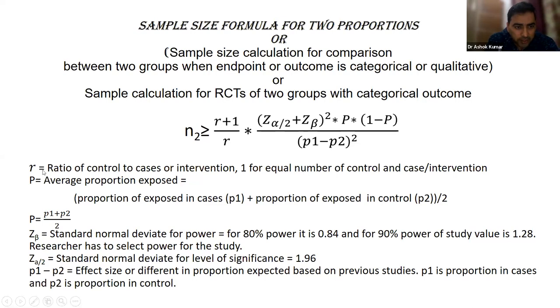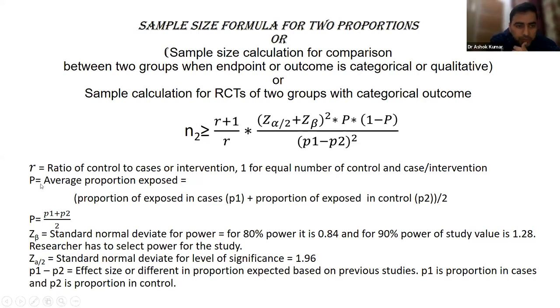So you can see here R. R is a ratio of control to cases. It is not cases to control. It is control to cases. It means number of patients in control divided by number of patients in cases or intervention. So this is according to this. And R equal to 1 is when we are taking an equal number of control and case or intervention. Usually we are taking an equal number of patients in both groups, okay, in the control group and in the case or intervention group. If there is a change, we can change it and then we can calculate sample size.